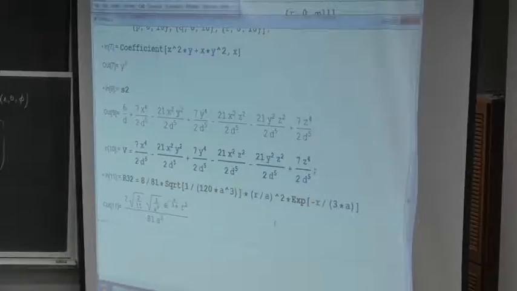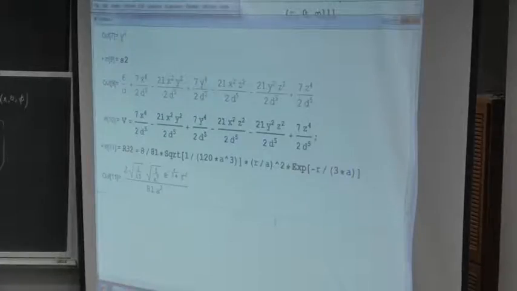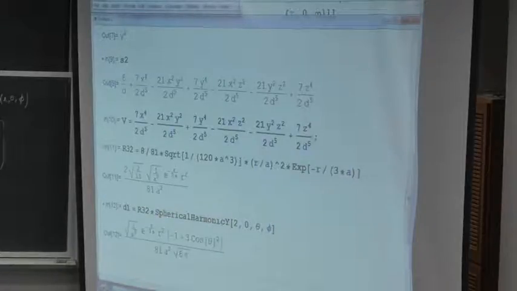Now each one of these is being multiplied by a spherical harmonic, by the functions that I've written over there. Now my D1 equals R32, the radial part, multiplied with a spherical harmonic with L equals 2, m equals 0, and my variables are theta and phi. Okay, so this is my D1.